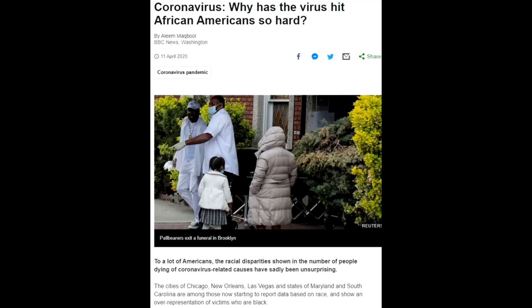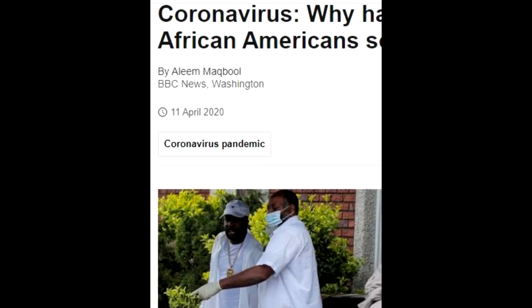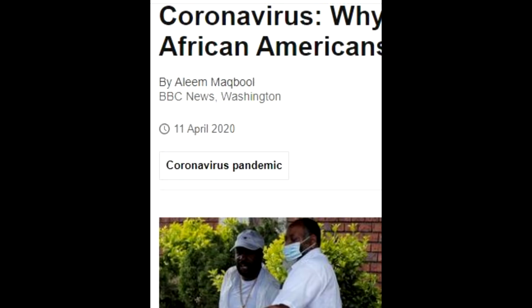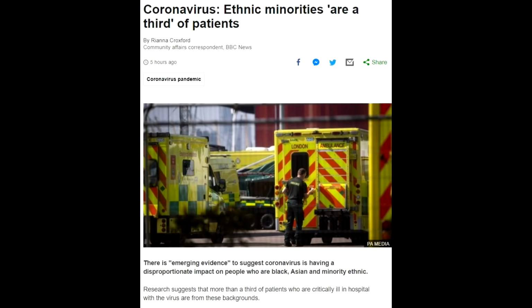Well, it's funny you should mention that, because this newspaper article here from the 11th of April, asking why African American people make up a highly disproportionate number of COVID-19 cases, would tell you to shut up. As would this from the UK, where recent evidence puts ethnic minorities as making up a third of all cases. So no, the colour of your skin is not going to stop you getting this virus.